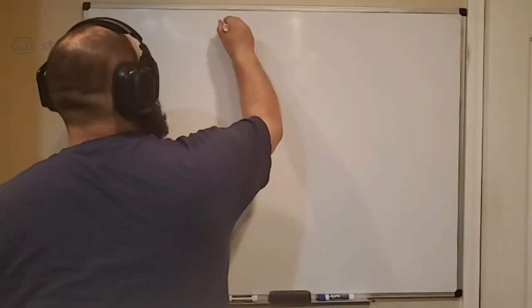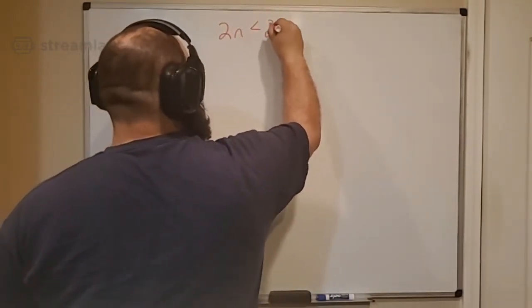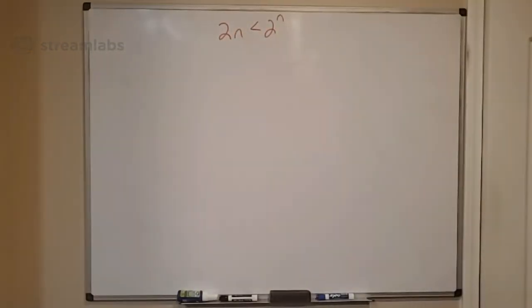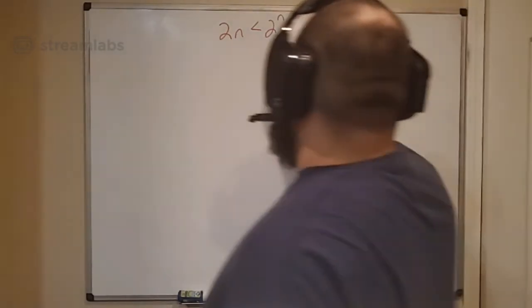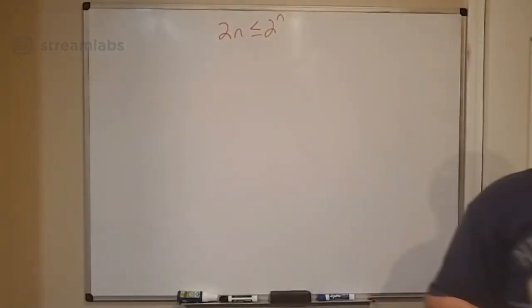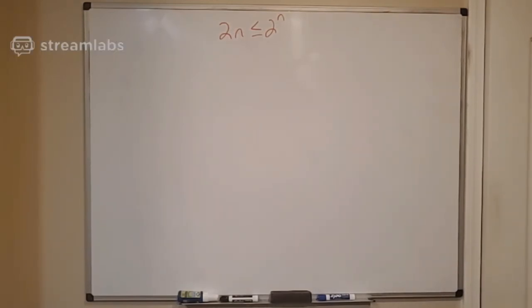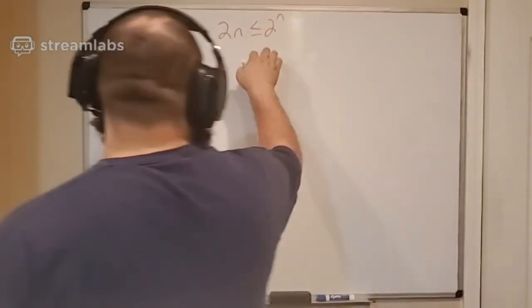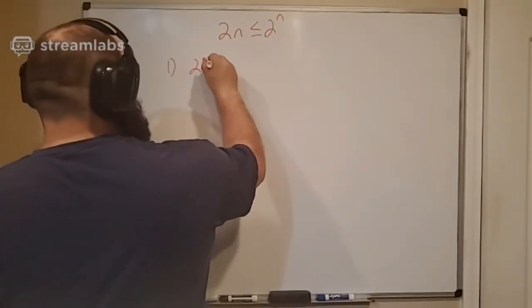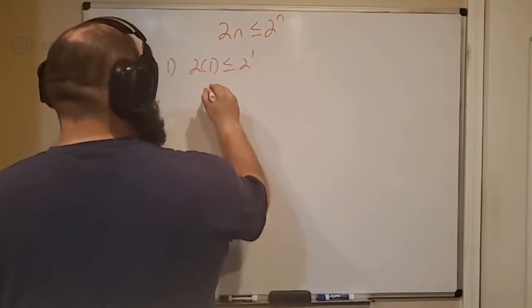Is it less than or equal to? Yeah, okay. So they want you to prove that 2n is less than or equal to 2 to the n. All right, step 1. What do I do? See if n equals 1 is true. So plug in n equals 1. So step 1 is 2 times 1 less than or equal to 2 to the first. 2 less than or equal to 2. Check. So 2 is equal to 2, so that works.